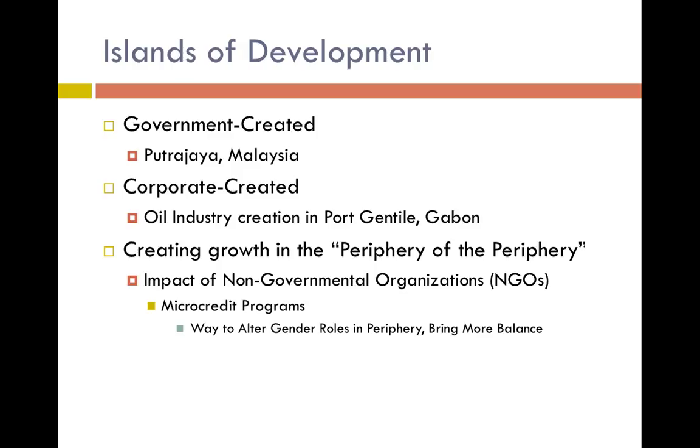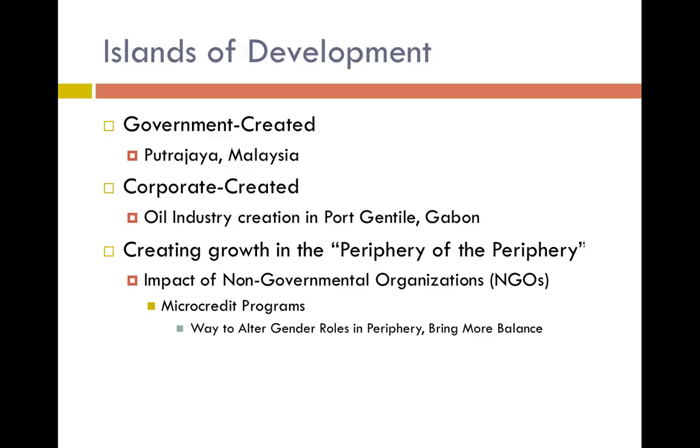One of the ways that they do this is through microcredit programs, and what these microcredit programs do is give very small loans. Specifically, they've targeted these loans to women as a way to alter gender roles in the periphery and bring more balance. These women start a business with a microcredit loan of usually between $50 and $200. Groups of women cluster together, say 4 women, and one woman gets a loan of, let's say, $100, and the next woman can't get her loan until that first woman pays the $100 back.